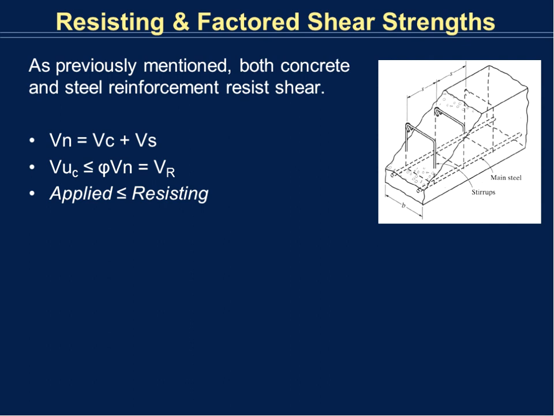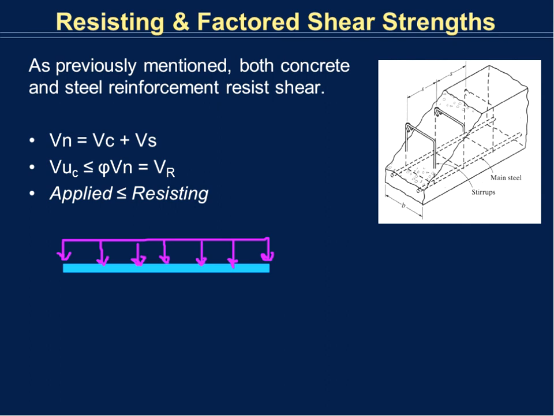As an example, let me see if I can draw a beam for you here. To say a very basic example, we have a beam with a distributed load, and we'll assume the supports are at the end. For our purposes, we'll stick with beams with simply supported ends and just a distributed load. No point loads in addition. So we would have a reaction at one end and a reaction at the opposite end.